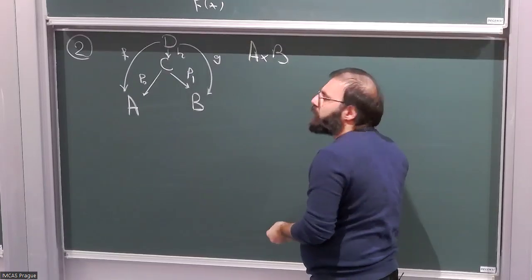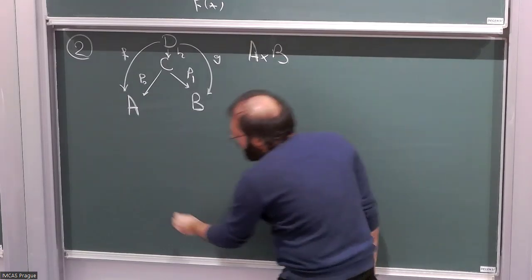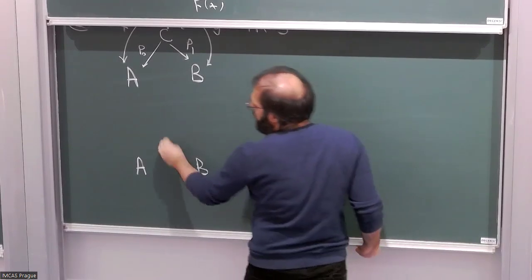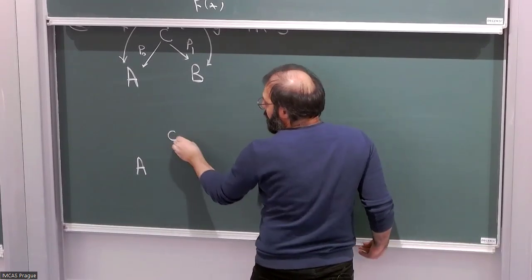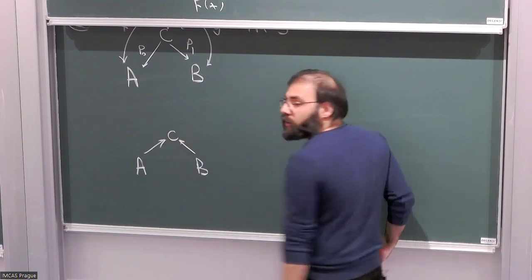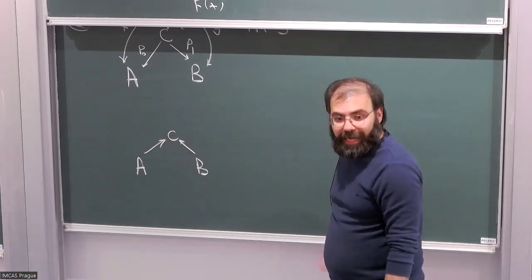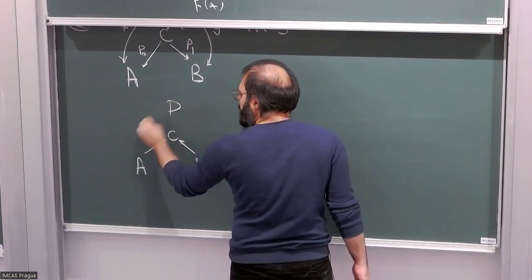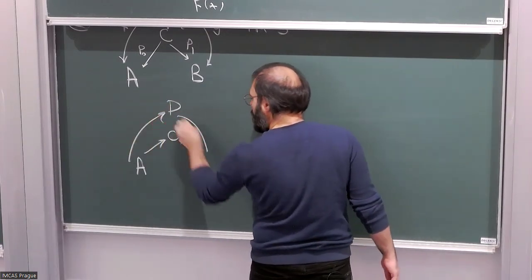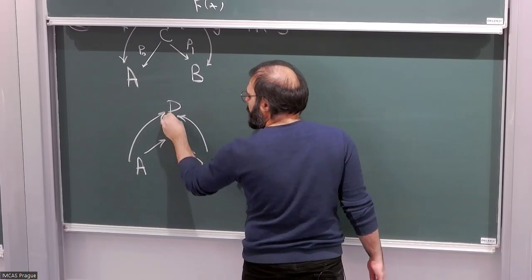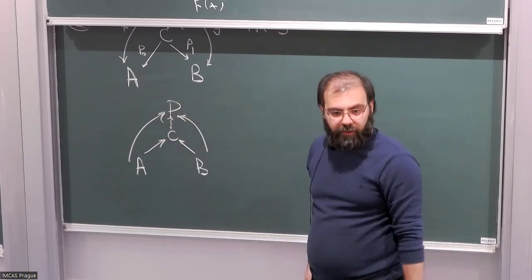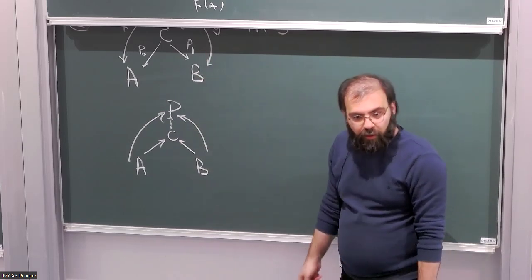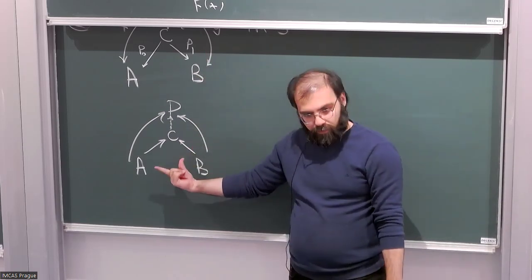You can dualize the game, right? To say that I have A, I have B. Maybe there is a C such that there are two morphisms into it, two functions into it. And this is the least possible one. Meaning that for any other D with these two, there exists exactly one factoring like this, right? I'm just dualizing the above one. Yeah? No?